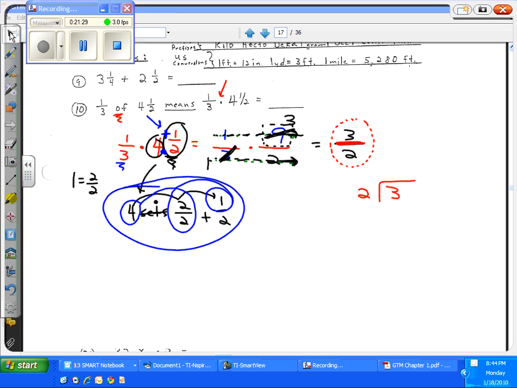So we take the numerator 3 divided by the denominator 2. It'll go 1 time. We get 1 times 2 is 2 with 1 left over. You put that remainder 1 over the divisor 2, and you get 1 1/2. So the answer there, 1 1/2. Any questions on number 10? Okay.